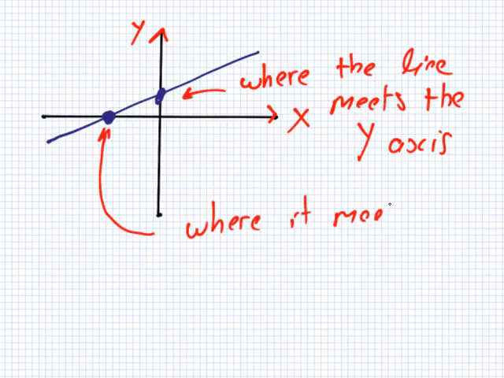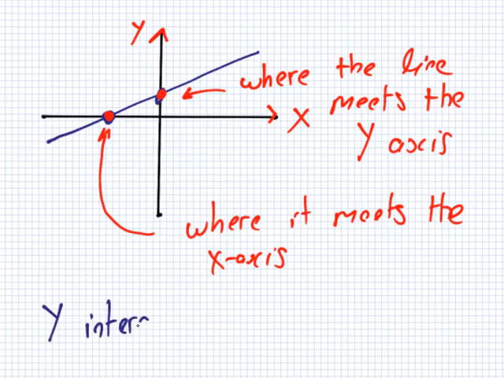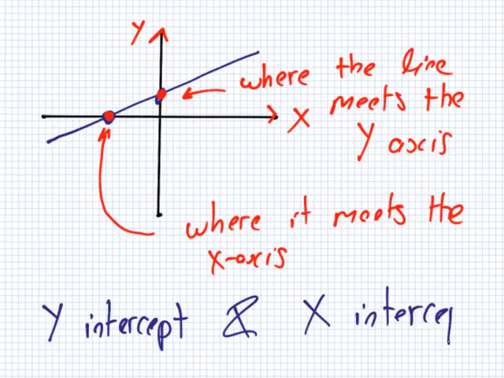So they have names. They are called the y-intercept and the x-intercept. There is another name for x-intercept. You can call it the root. This is also called the root. It's another name for x-intercept.